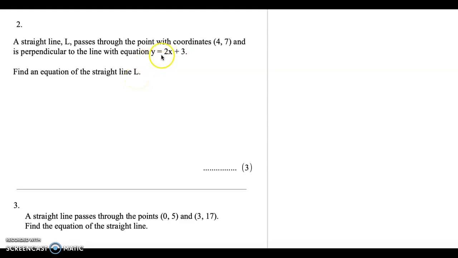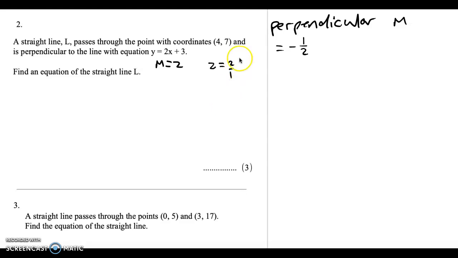So if the gradient equals 2, the perpendicular gradient, we'll just say m equals minus a half. Think of 2 as 2 over 1. You want to swap these around, so it's going to be 1 over 2, and you change the sign, so it'll be minus a half. So our perpendicular gradient is minus a half. So far we've got y equals minus a half x plus c.